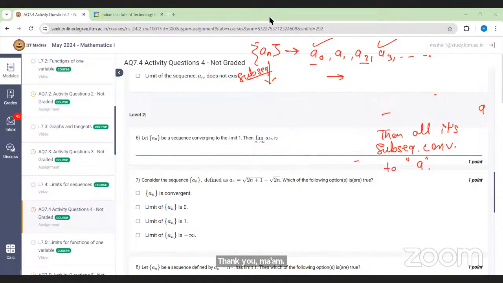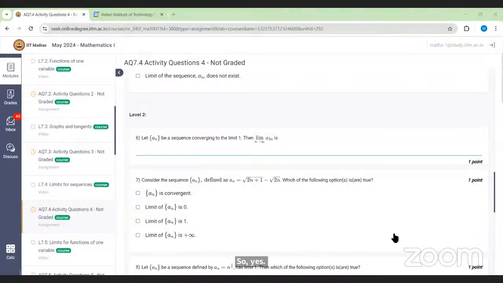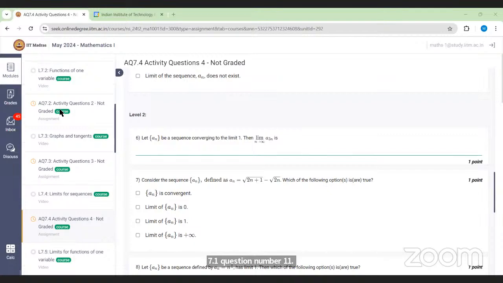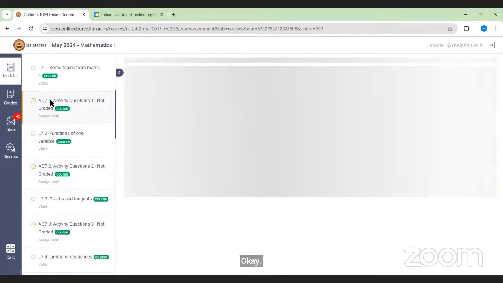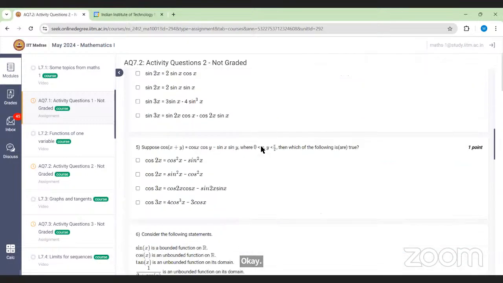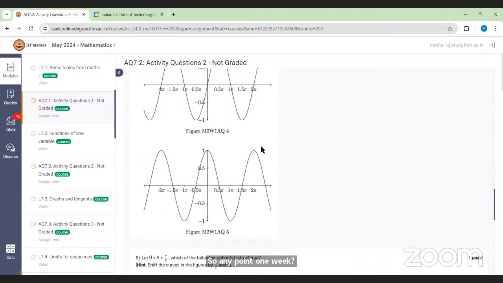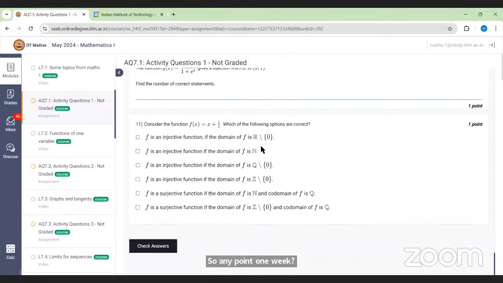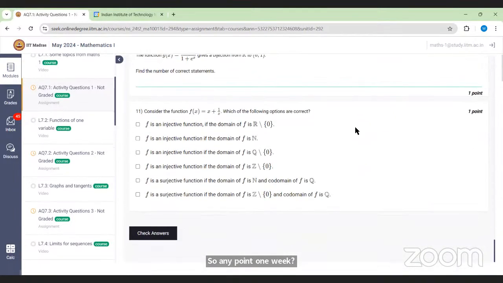Okay, anything else? Any other doubt? Ma'am, share this 7 PDF. 7.1, question number 11. So here a function is given, so consider.